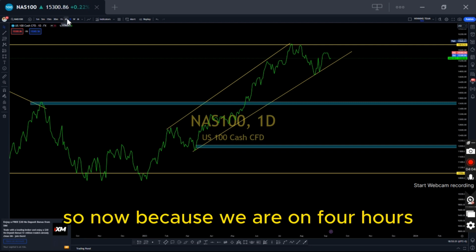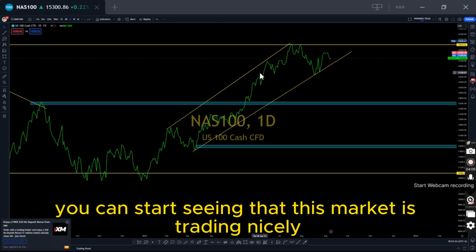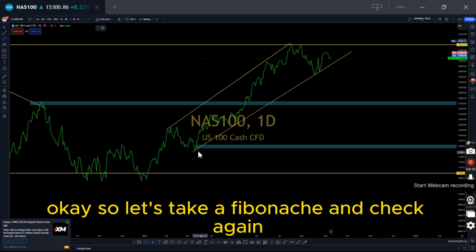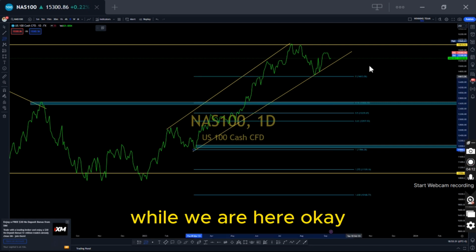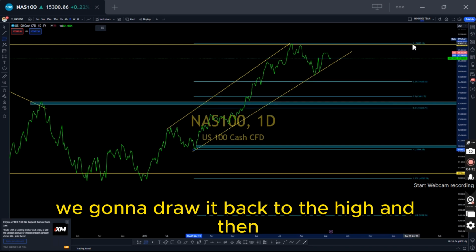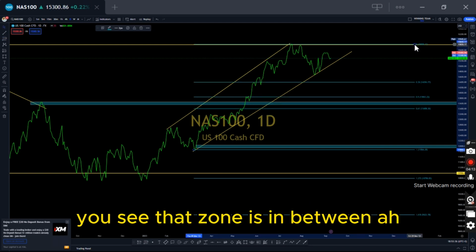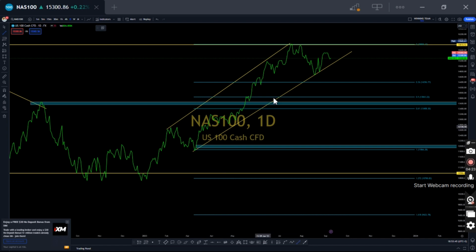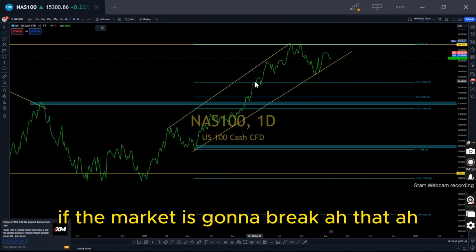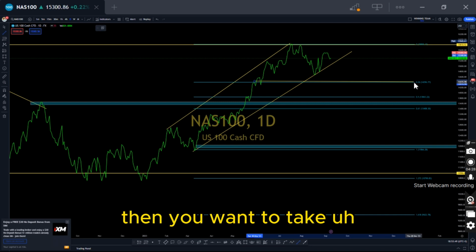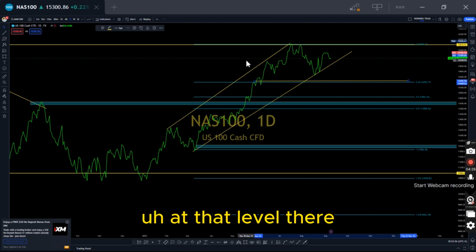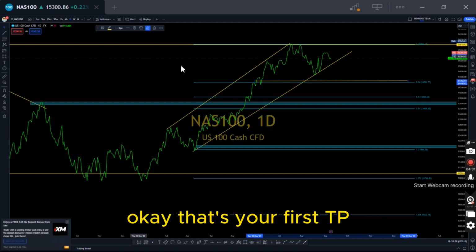So now, because we are on 4 hours, you can start seeing that this market is trading nicely, and you can see the areas that we need the market to respect now, okay? So let's take a Fibonacci and check again while we are here. We're going to draw it back to the high, and then you're going to see the levels that I was talking about. You see that zone is in between this zone here and that zone here. So this is the first zone that we're going to take up there. If the market is going to break that uptrending structure, then you want to take your first trades and your first TP. You want to take your first TP at that level there.